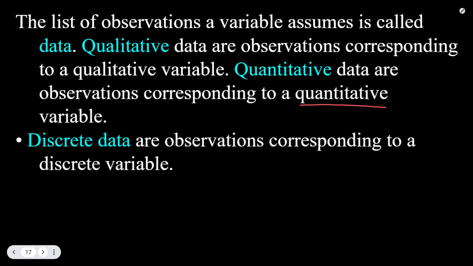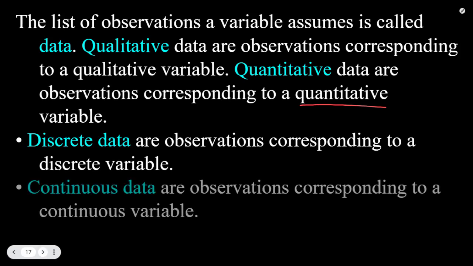Discrete data, as you may guess, comes from observations corresponding to a discrete variable. Again, that's under the quantitative category, but it's a specific type of quantitative. It's discrete. And similarly, continuous data comes from observations corresponding to a continuous variable. So remember, the data is the observations. The variable is just what you're observing.